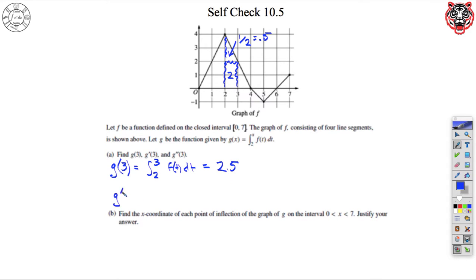Let's find g prime of 3. Again, similar to the last problem, g prime of 3 is going to be the same as f of 3. f of 3 means the height at 3. The height at 3 is this height over here, which comes to 2.